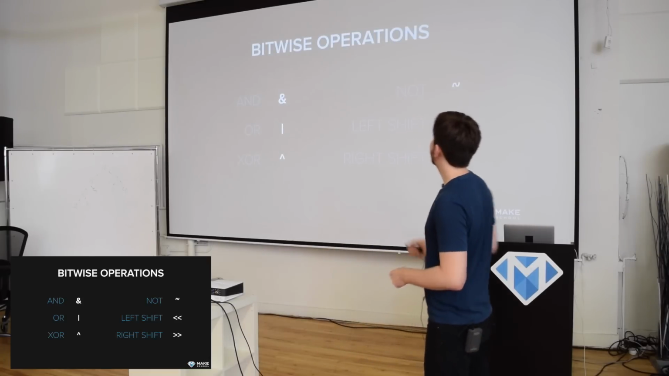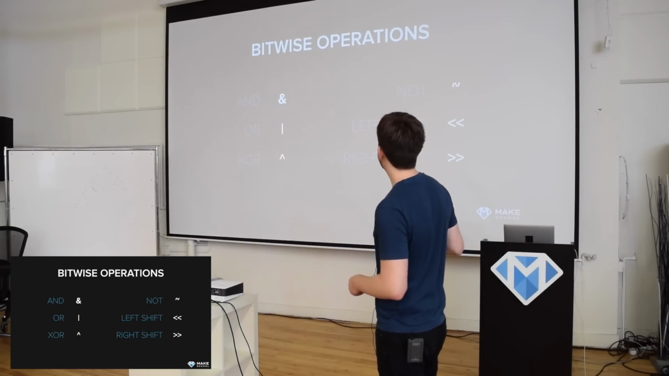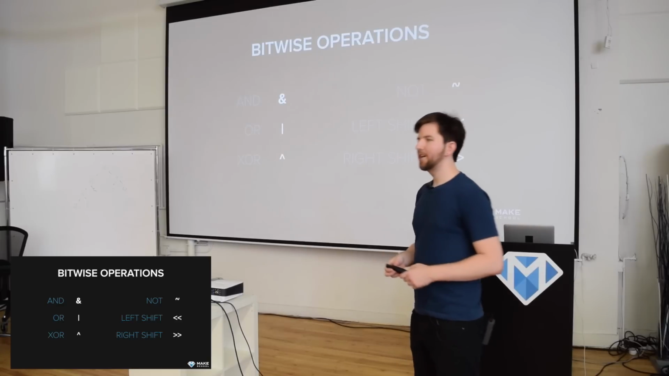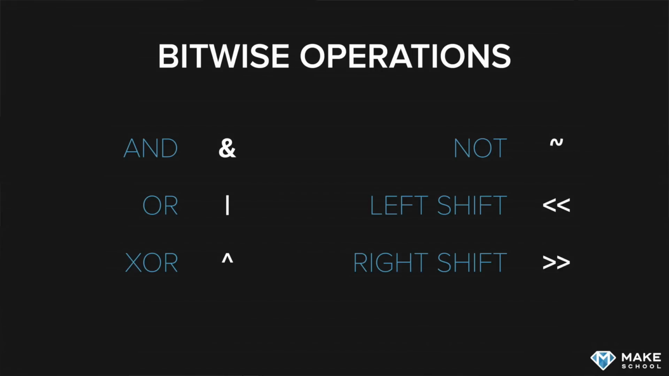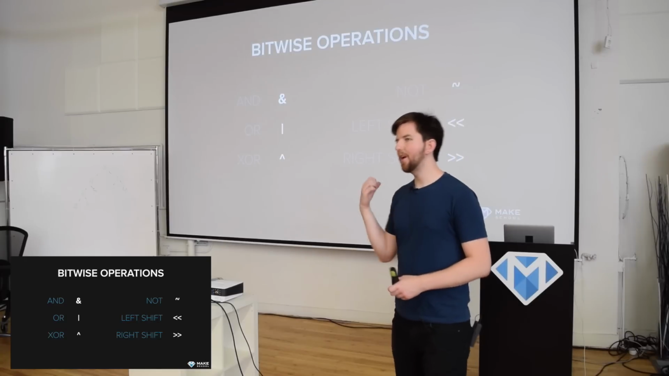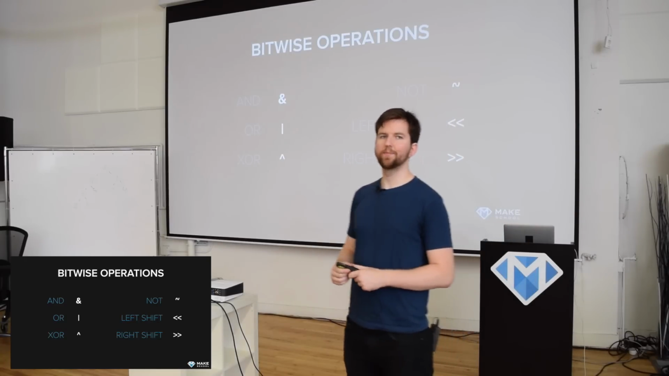So let's talk about the different bitwise operators. This is drastically unreadable, for which I apologize. The slides are on the dashboard. You should grab them. But these are the operators: and, or, exclusive or, not, left shift, and right shift. There's some other operators, but these are like the 6 most basic important ones.